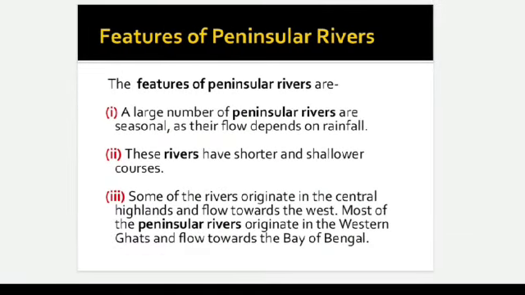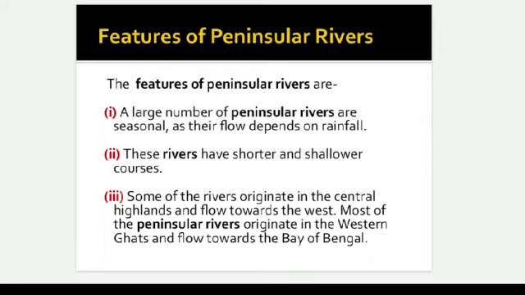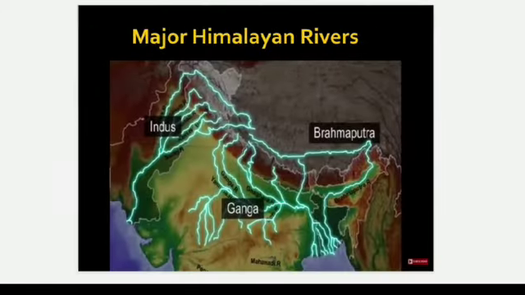Now the features of peninsular rivers. Peninsular rivers are seasonal rivers, and that's why they receive water from the rainfall only. These rivers are shorter as well as shallower. Some of the rivers originate from the central highlands and flow towards the west. Which are these rivers? Narmada and Tapi. Most of the peninsular rivers originate in the Western Ghats and flow towards the Bay of Bengal.